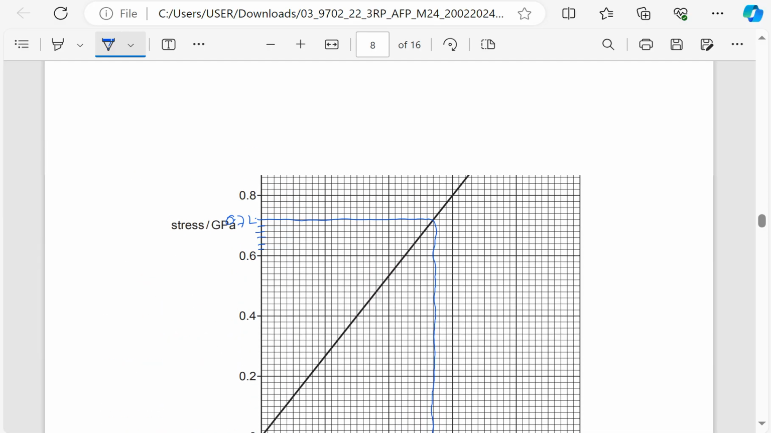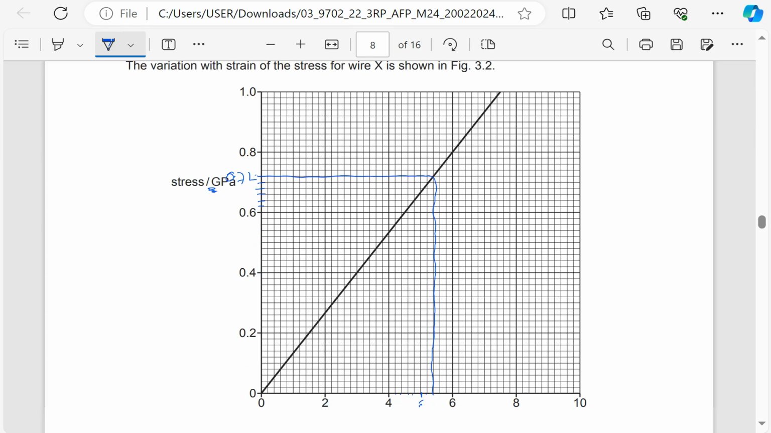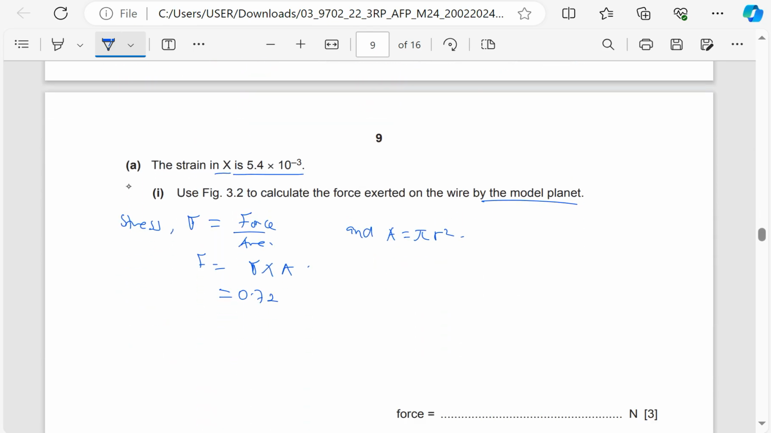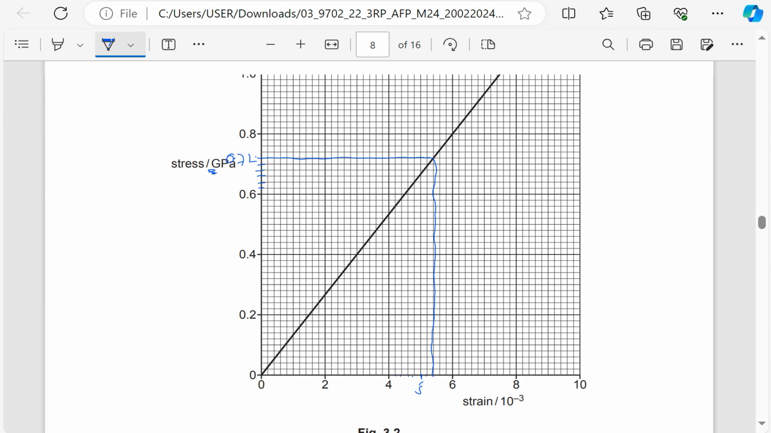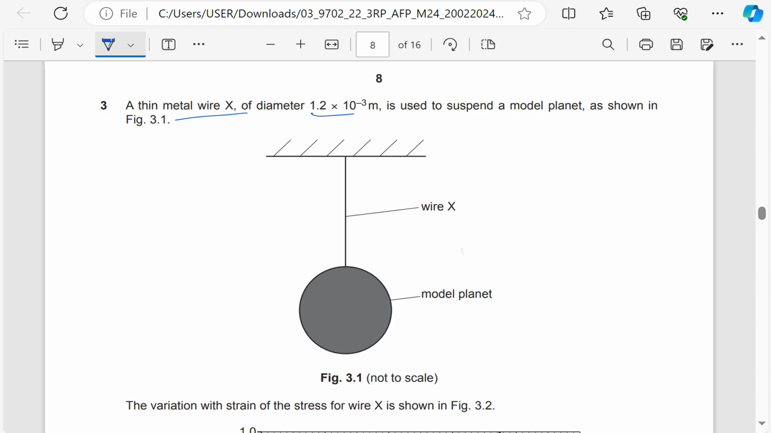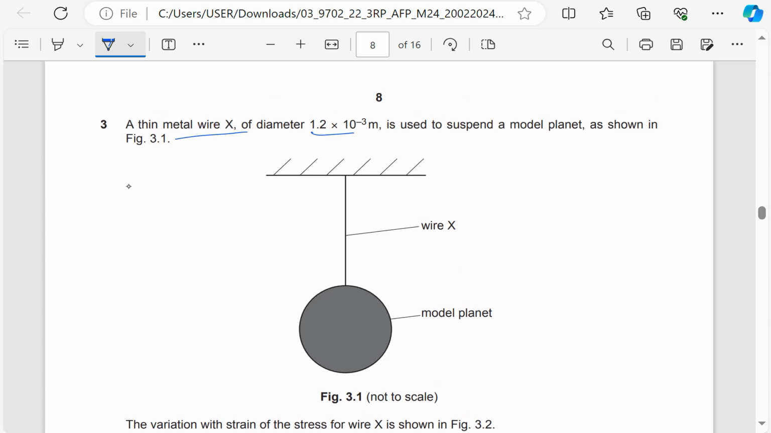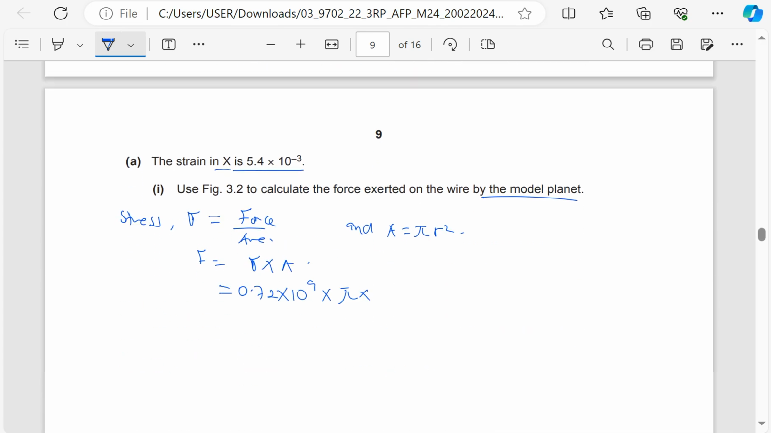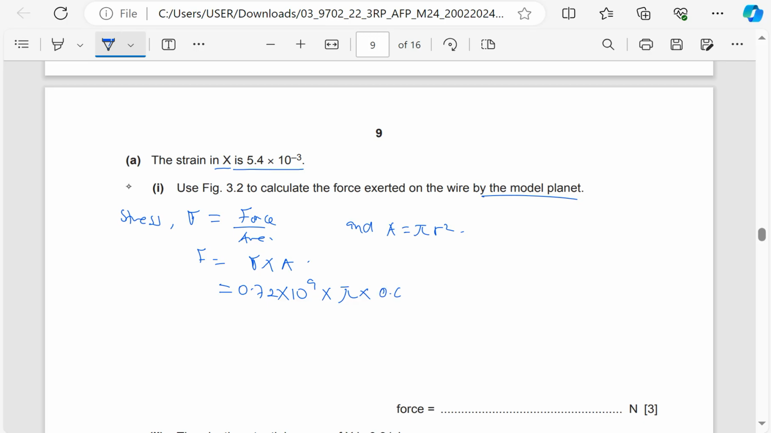Then the unit is gigapascals. So I'll say times 10 to the power of 9, then times the area, which is going to be pi times the radius. Did they give us the radius? They gave us the diameter, so the radius is going to be 0.6 times 10 to the power of minus 3 meters, and this is squared. I just divide the diameter by 2.